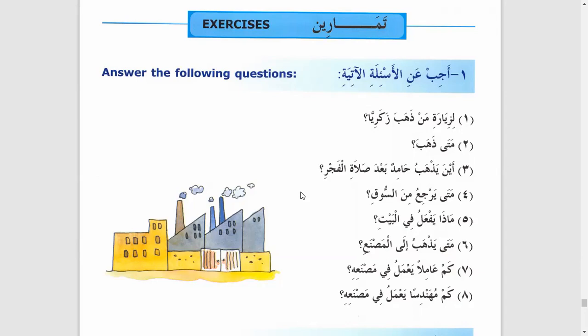يرجع في الساعة الواحدة والنصف أو الثانية. الثانية. One more time, please. يرجع من السوق. يرجع في الساعة السابعة, sir. From the market. Yes, from the market, الساعة السابعة. Okay, so يرجع من السوق, 7 o'clock or 8 o'clock. متى يرجع في الساعة السابعة.